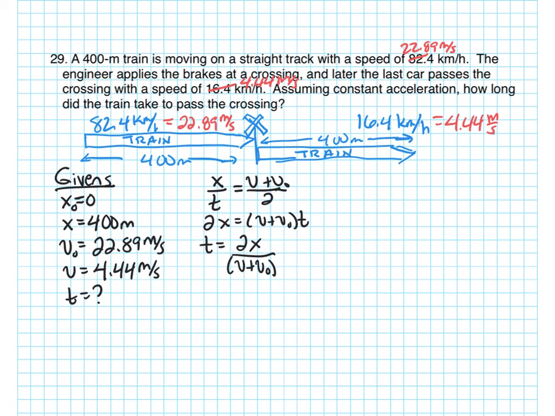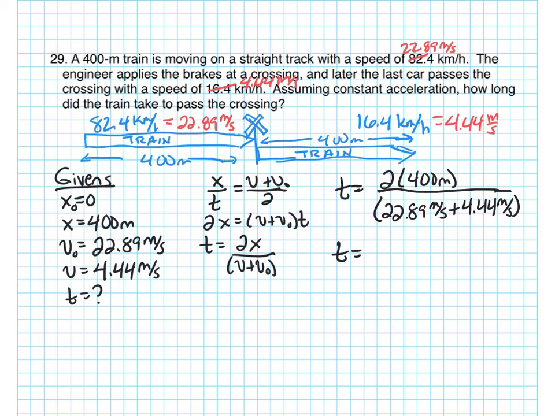Great. So that means that t is equal to 2 times 400 meters divided by the initial velocity plus the final velocity, or final plus initial in this case: 22.89 meters per second plus 4.44 meters per second. And then when I do that calculation, I get a time of 29.3 seconds.